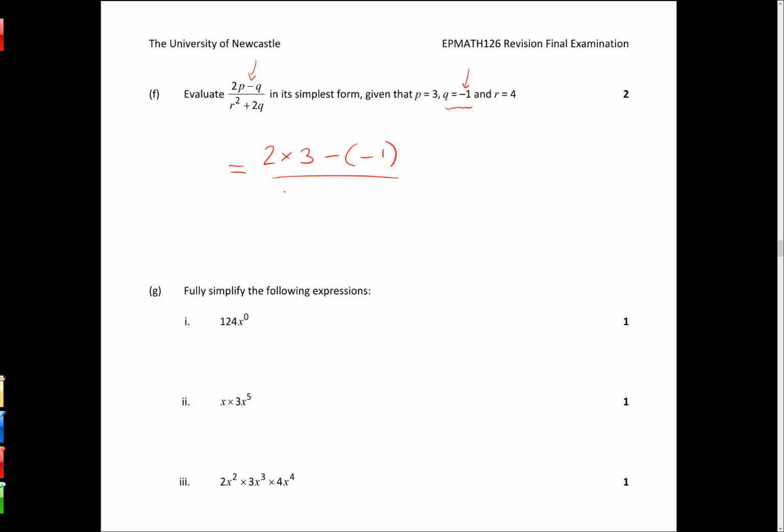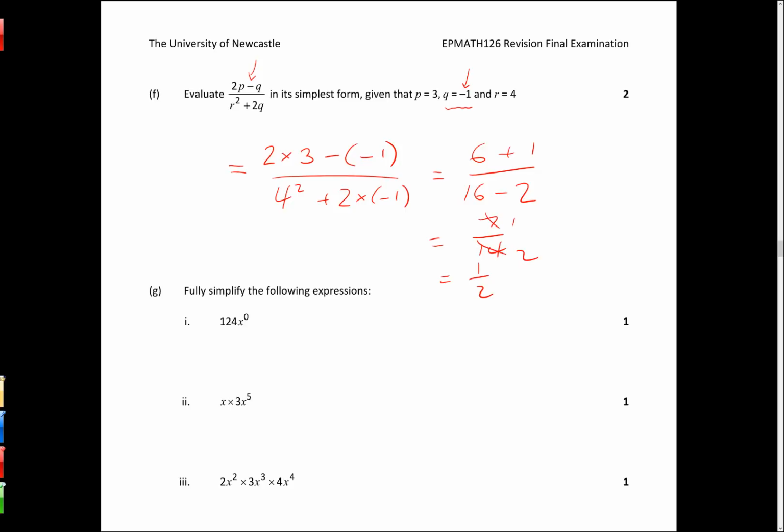The r squared was just a 4 squared, plus 2 times q was a 2 times another minus 1. So the top becomes, well, I know that 2 times 3 becomes 6, and this becomes a plus 1. 4 times itself I know is 16, and a plus 2 times a minus 1 is a minus 2. I know plus times a minus is a minus. 6 plus 1 is 7, 16 minus 2 is 14, and you can see that's a good odd half. There's one 7 up top, there's two 7s at the bottom, ending up being a half in its simplest form.